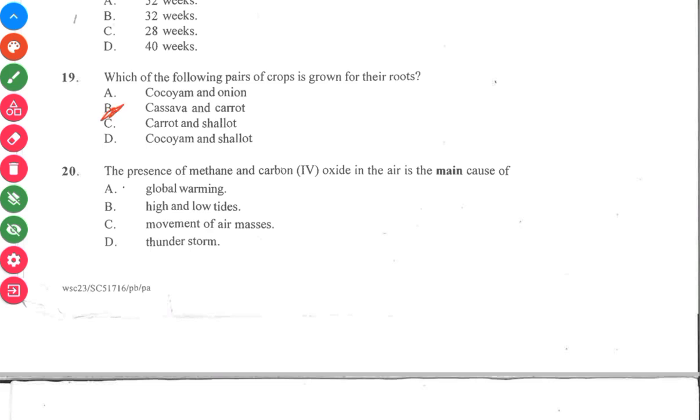Question number 20. The presence of methane and carbon dioxide in the air is the main cause of A. Global warming, B. High and low tides, C. Movement of air masses, D. Thunderstorm. The answer to question number 20 is A, global warming.